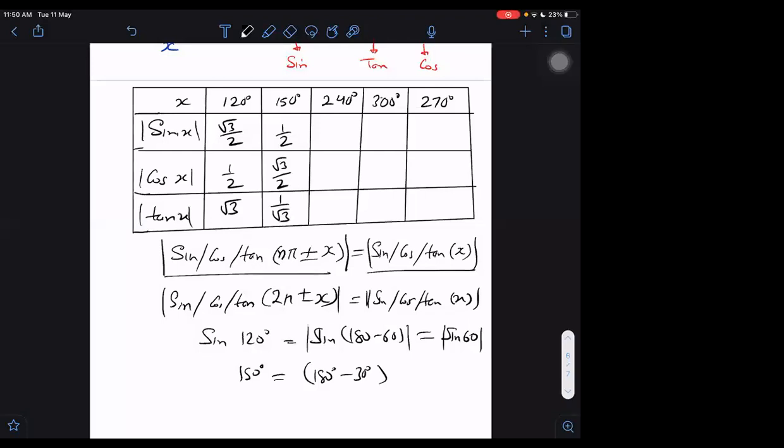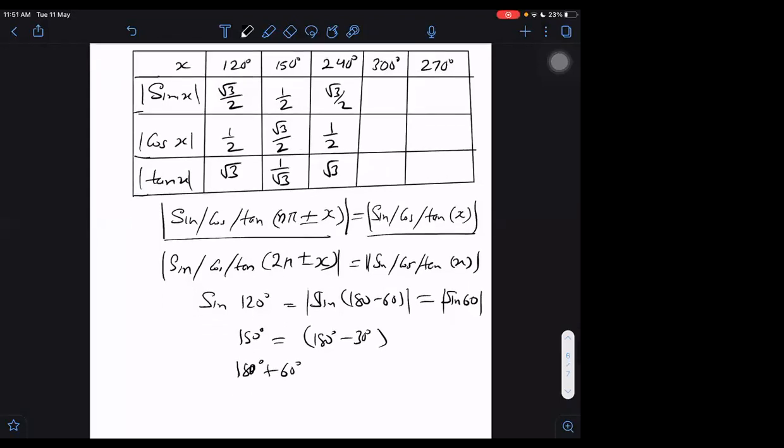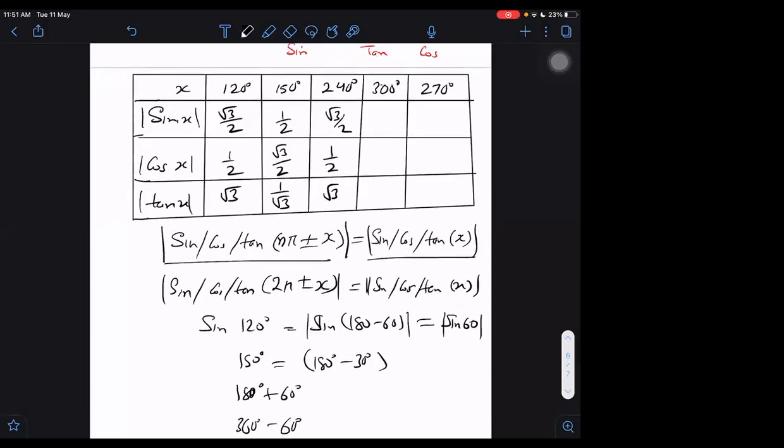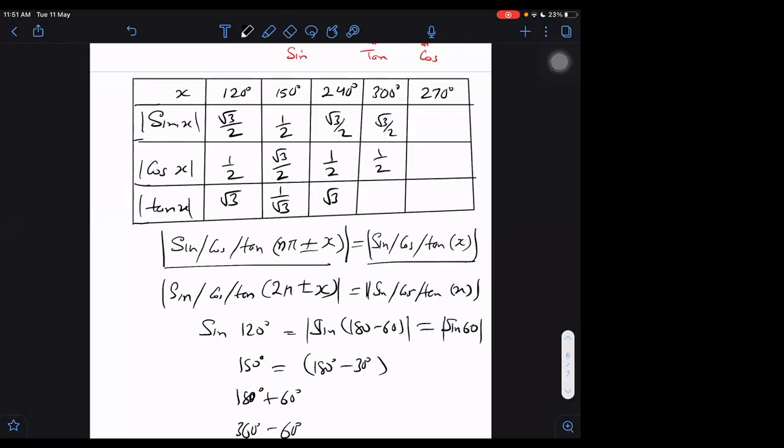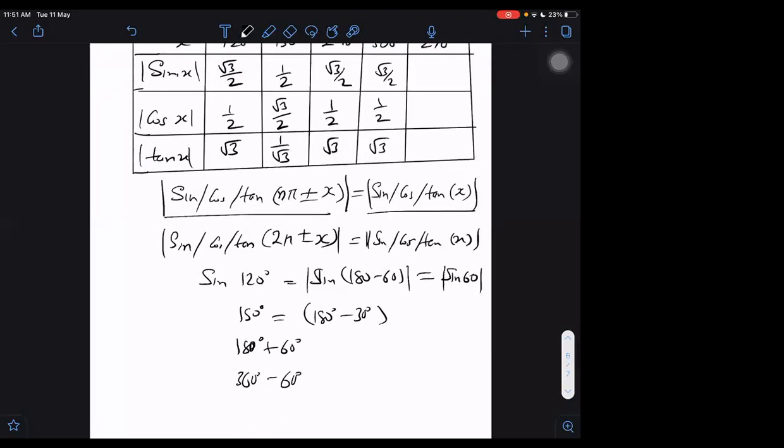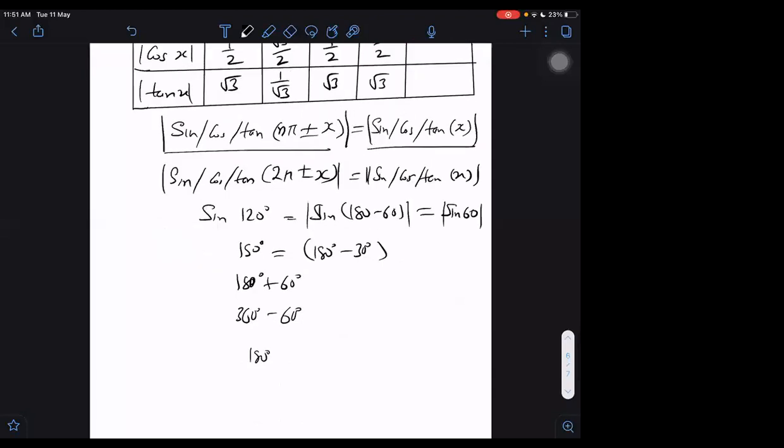Now what is 240 degrees? 240 can be written as 180 plus 60. Root 3 by 2. So it will be repeating again. Same values, root 3 by 2, 1 by 2, and root 3. Now 300. 300 means 360 minus 60, 360 degrees minus 60 degrees. Again, root 3 by 2, 1 by 2, root 3. What about 270? 180 plus 90.